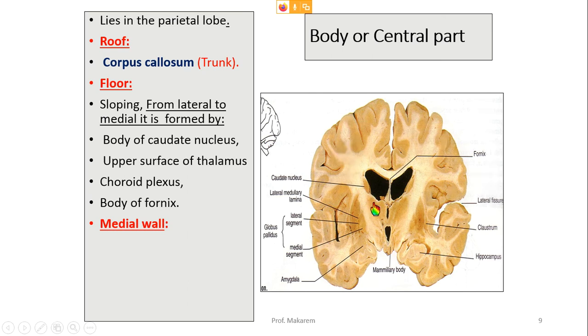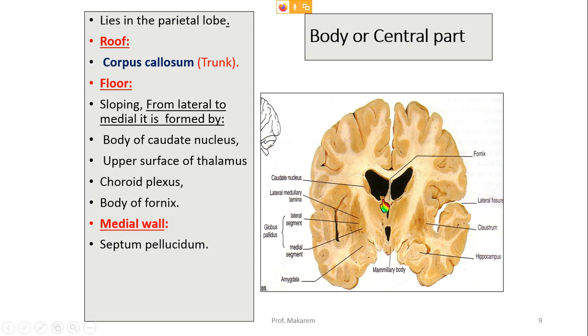Then the lateral part of the upper surface of the thalamus, which is present here, is also involved in the formation of the floor of the central body. Then the choroid plexus, which you can identify here, covers the medial part of the upper surface of the thalamus. Then the upper surface of the body of the fornix. So these are all the structures involved in the formation of the floor of the central body.